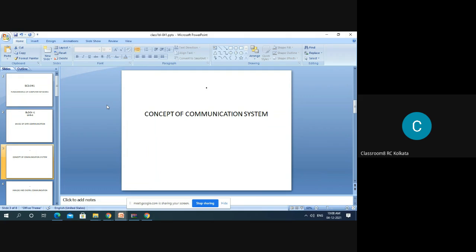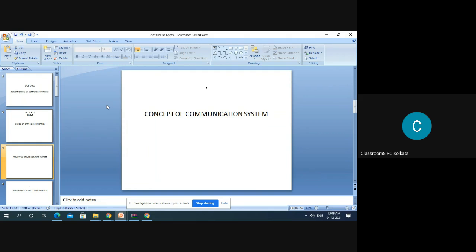Actually, what is data communication? Data communication is defined as exchange of data between two devices via some form of transmission media, such as cable. Suppose you want to call someone by telephone line. The telephone line is the medium. You are the sender, and the other end will be the receiver.